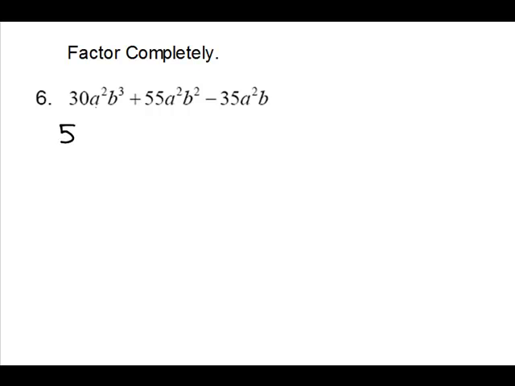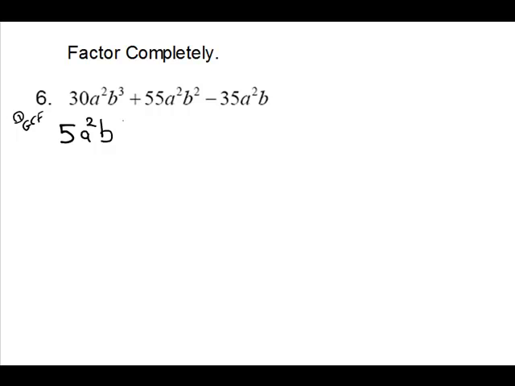For the variables, check the a's. If there's a in everything, we can take an a. Go with the lowest exponent. So we can use an a squared. And then the b's. There's b in everything. Go with the lowest exponent. That's our GCF. So step 1, we're doing GCF.